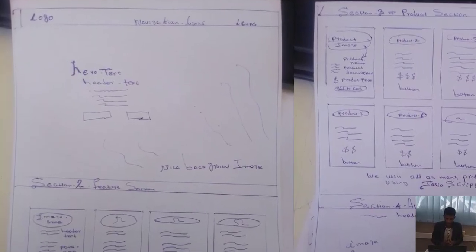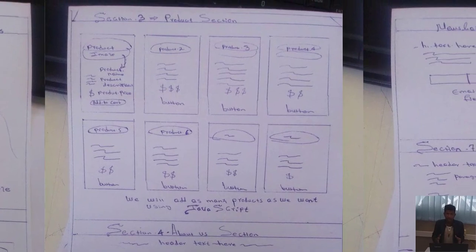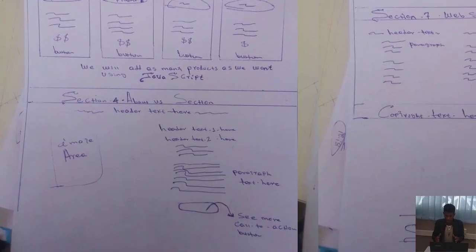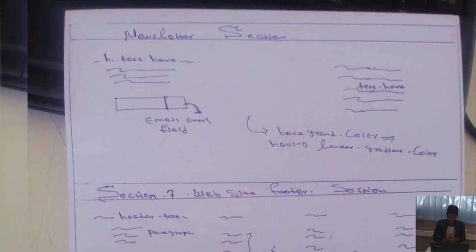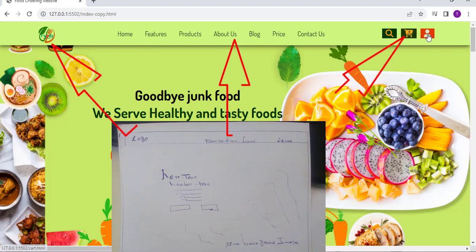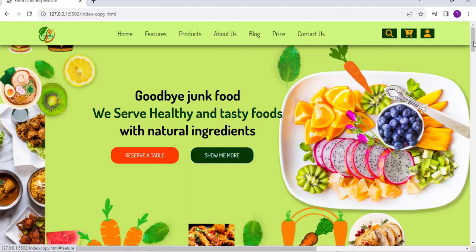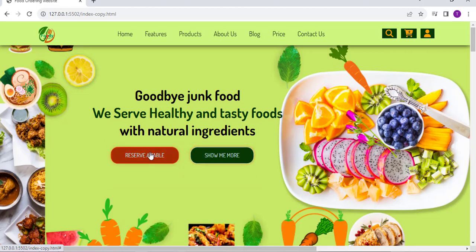As you can see from my computer screen, before you design any website, first you need to have a wireframe just like this one. So this is the wireframe of the website that we are going to design in this video. As you can see here, we have a logo on the left side and navigation menu links on the right side. So again, we have a home page. The home page looks like this.